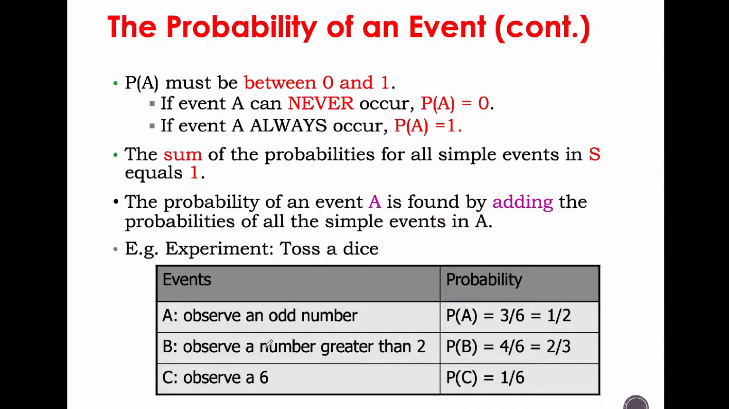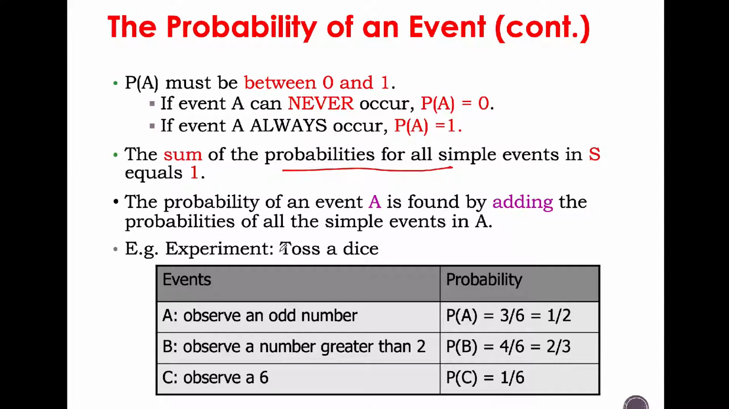The probability of A must be between 0 and 1. If event A can never occur, the probability of A is 0. If event A always occurs, it means that the probability is 1. The sum of the probabilities for all simple events in S equals 1. And the probability of an event is found by adding the probabilities of all the simple events in A.